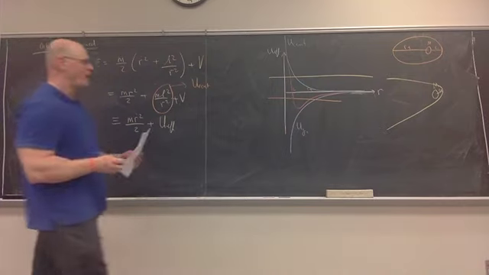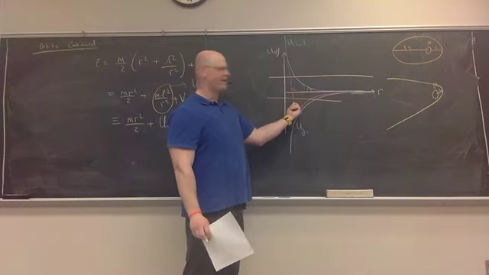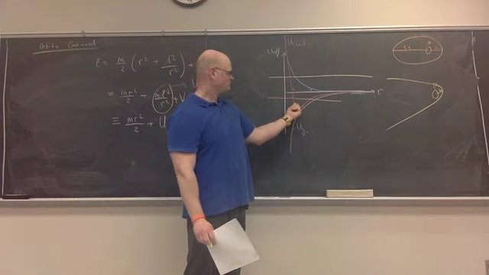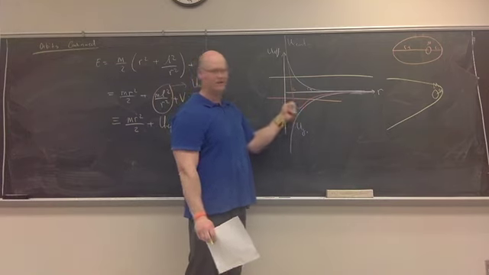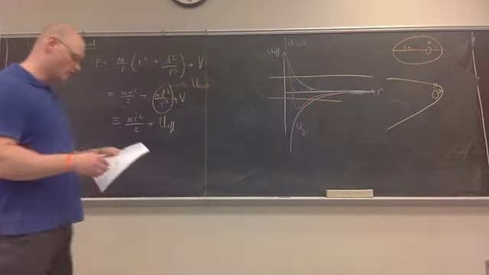Now, for 0 energy, what's going to happen is that this radius and this radius are going to combine together to be 1 radius, meaning there's only 1 turning point, and that 1 turning point will then be the circular radius at which this thing orbits about.